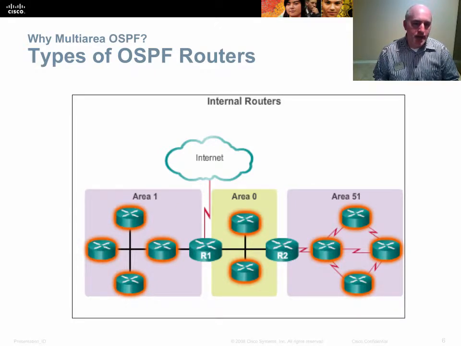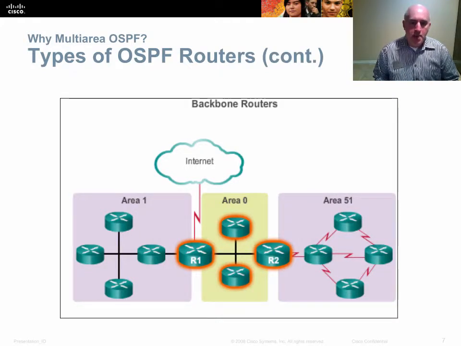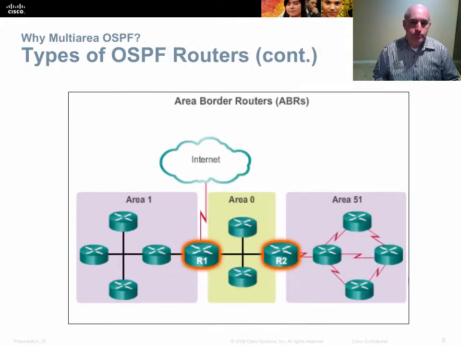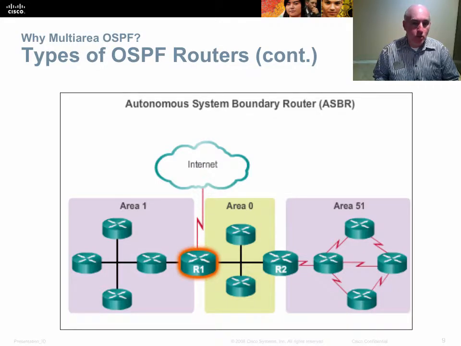And that gives router one an extra title within OSPF. They call a router connected to non-OSPF networks an ASBR, an Autonomous System Border Router. So router one is not only an ABR, an Area Border Router, because it connects area one to area zero, but it additionally is serving as an ASBR, connecting the OSPF network to non-OSPF. A backbone router is any router that has an interface in area zero. So these are all backbone routers. Router one and router two are not only backbone routers, but they're area border routers. And router one is additionally an autonomous system boundary router.